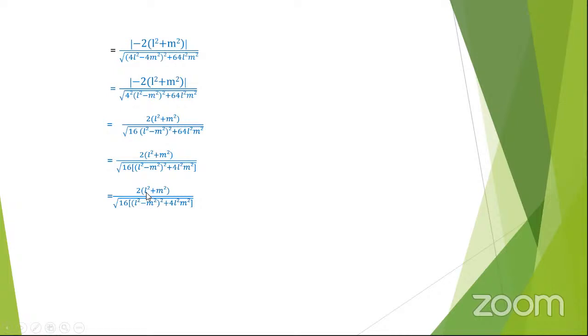That is 2 into (L² + N²) by 16 into (L² + N²) whole squared plus 4L²N². If you take out that 4, the square root of 16 is 4, so it comes out as 4. So 4 under root of, this can be written as (a − b) whole squared.